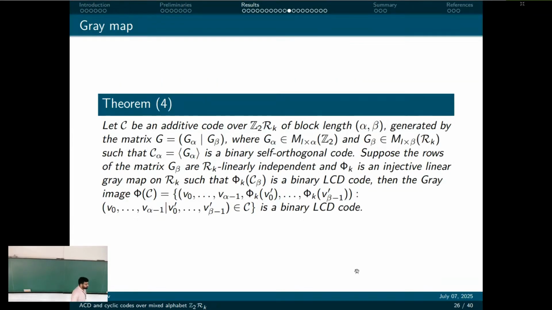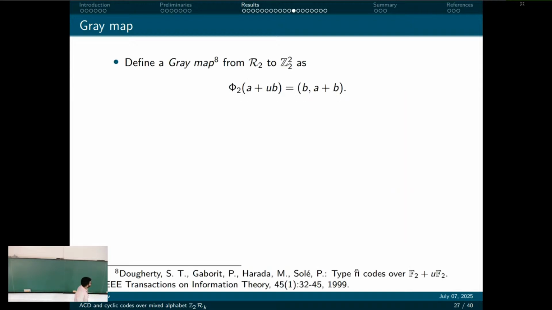Next, with the help of Z2Rk additive codes, we obtain binary LCD codes. If C is a Z2Rk additive code of block length alpha beta and Z is a generator matrix, such that the projection C alpha is a binary self orthogonal code, and the rows of Z beta are Rk linearly independent, and if we take any injective Gray map on Rk such that phi k of C beta is LCD, and if we extend this map phi k to phi like this, then this is also a binary LCD code. So this works for any injective linear Gray map.